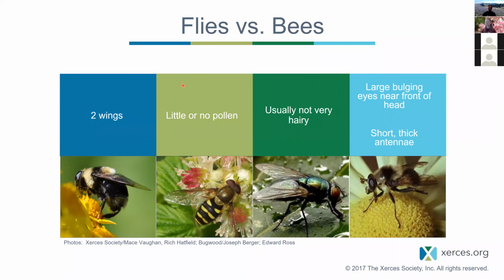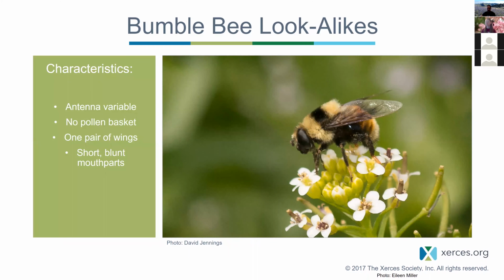In contrast, flies have only 2 wings, and they're usually kind of flimsy looking wings. They don't carry pollen. They're usually not hairy, and they have large bulging eyes at the front of their head and short, stubby antennae. And again, here's another picture of a lookalike fly that looks a heck of a lot like a bumblebee. You see those short, stubby antennae and those light, flimsy wings and huge eyes at the front of its face there.